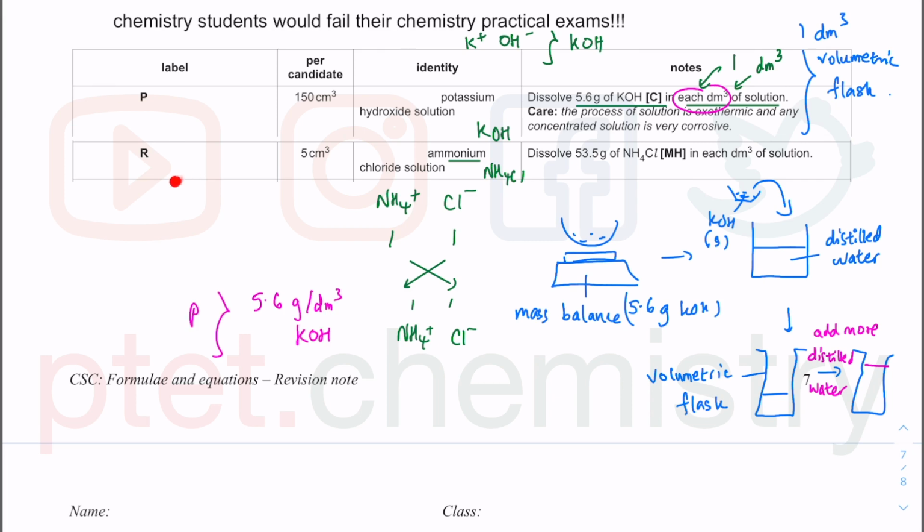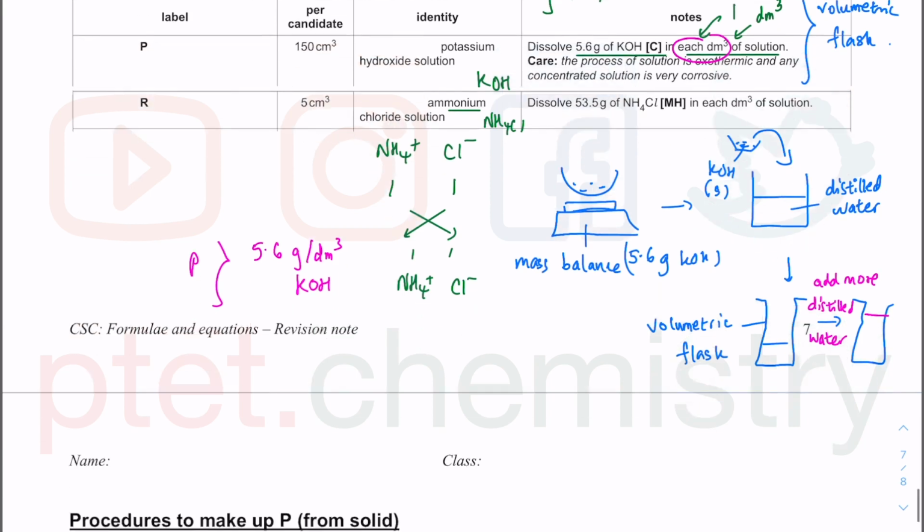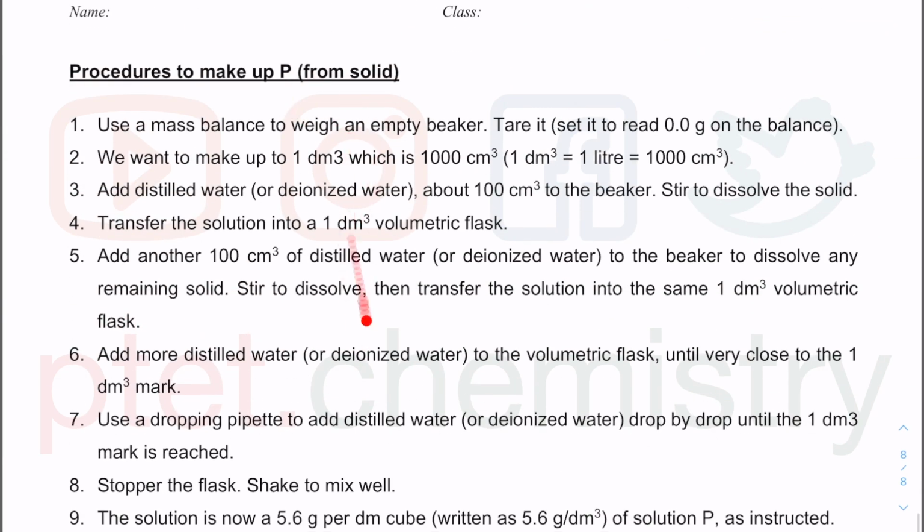And then this technician will go and prepare solution R, which is by dissolving 53.5 gram of NH4Cl in each dm cube of solution, and so on and so forth. So these are just procedures to make up that. Let me just highlight this. This is not very important.